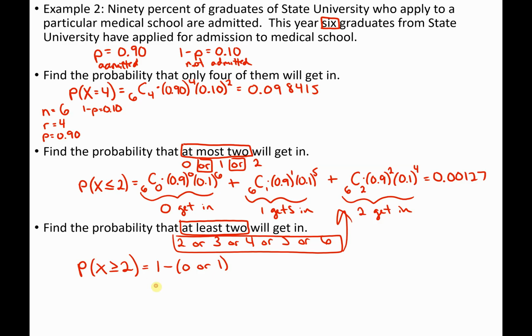So here we go. We're going to do 1 minus. I'm going to start with that 0 get in. We have that up above already. We actually have the 1 up above too. So this would be that 0 get in. So 6 failures, 0 successes, 6 failures. And we're going to add to that 1 success.